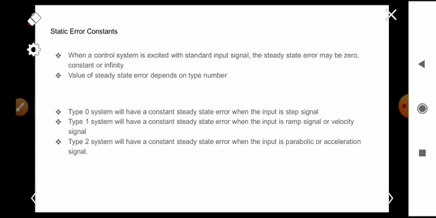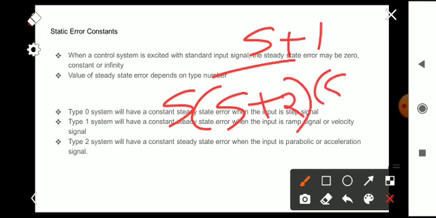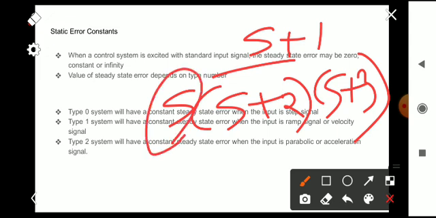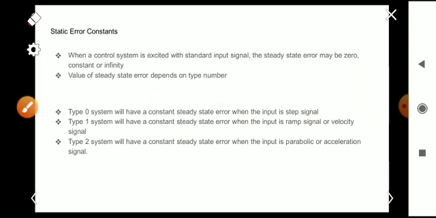That is, if you have a type 1 system like (s+1)/(s(s+2)(s+3)), here s is there, that is, we have a pole at the origin, where the value of s is 0. So for a type 1 system we have a constant steady state error when the input is a ramp signal. Likewise, a type 2 system will have a constant steady state error when the input is parabolic, or an acceleration signal.